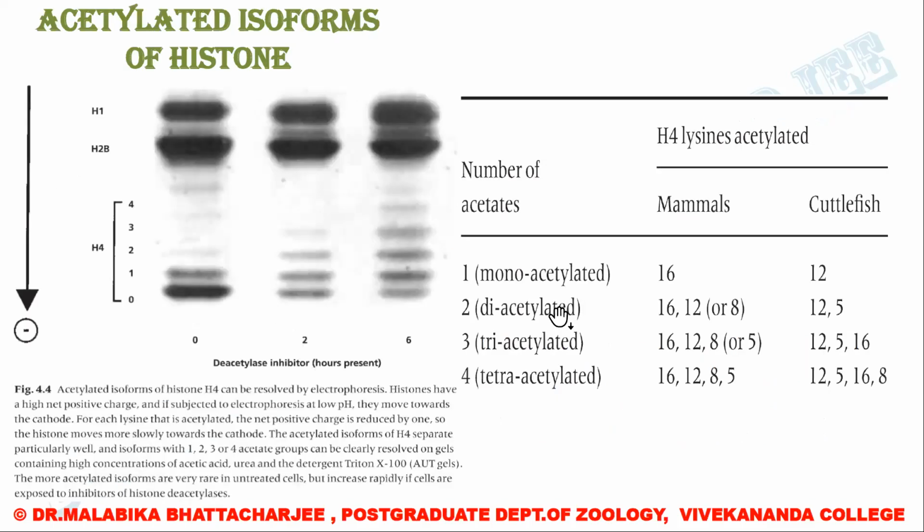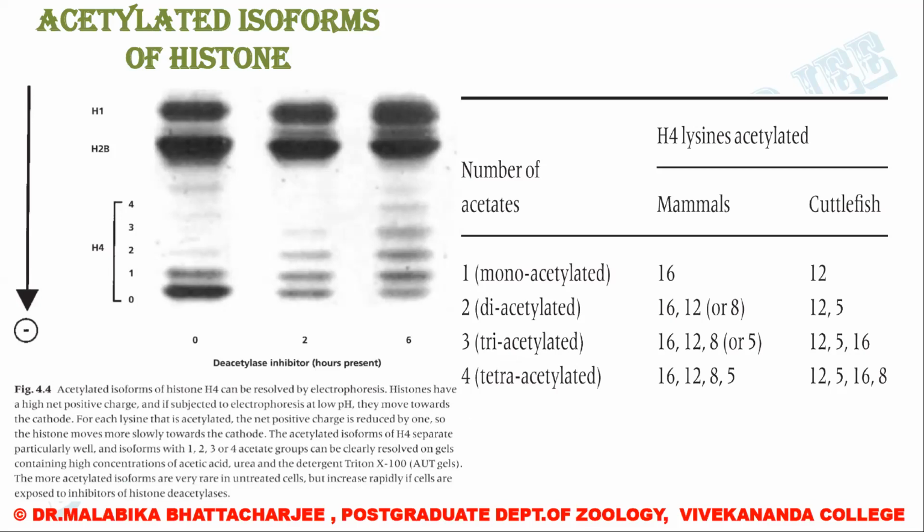And I wanted to show you a picture of a gel electrophoresis, which reflects the fact that the acetylated histones can be isolated very easily because there is a charge difference. If you remember, when I said that it is monoacetylated, then you have to assume that the residue has 1 unit less positive charge. Diacetylated, 2 units less positive charge. Triacetylated, 3 units less positive charge. And tetraacetylated, 4 units less positive charge.